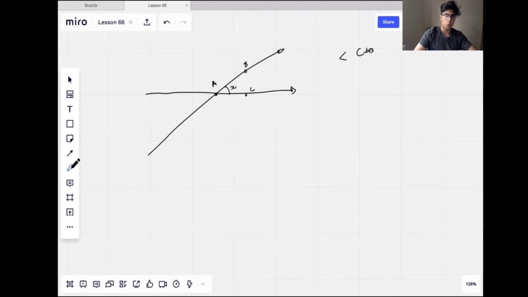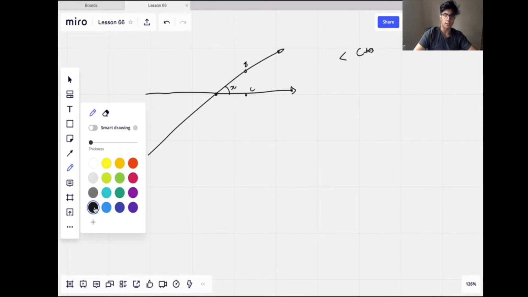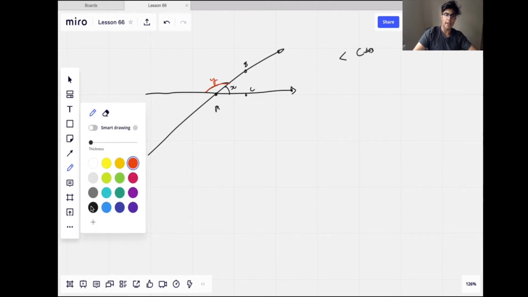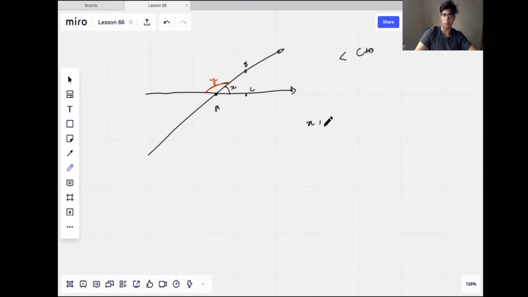From the fact we've established that angles on a straight line add up to 180 degrees, this angle over here, let's call it y, must satisfy x plus y equals 180 degrees, because angles on a straight line add to 180 degrees. So y is equal to 180 minus x.